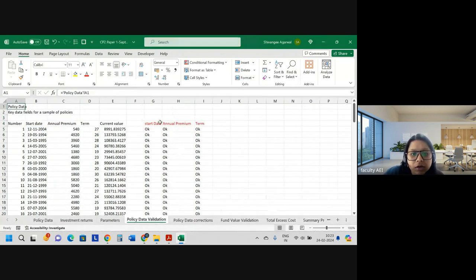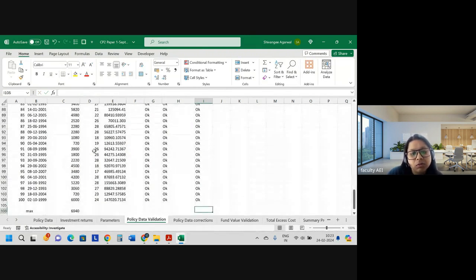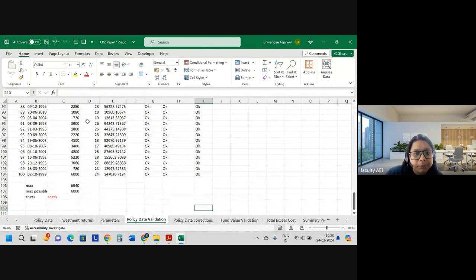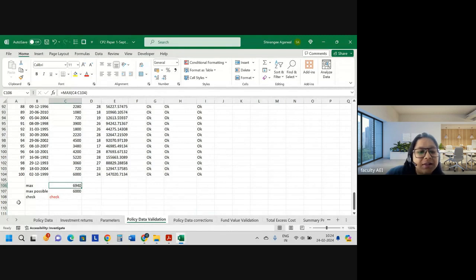I obviously did it in another way. I took start date similarly. Well, annual premium is fine. But for the term I took it should be greater than 0 and less than or equal to 30. I think this is what most of you have done, right? Yes, ma'am. And here there is one self-check which I did on the data again to check the maximum. The maximum possible should not be more than 500 into 12, which is 6,000. So there is one mistake over here, right?